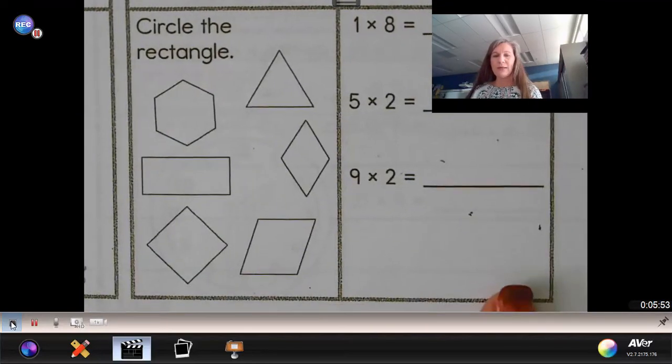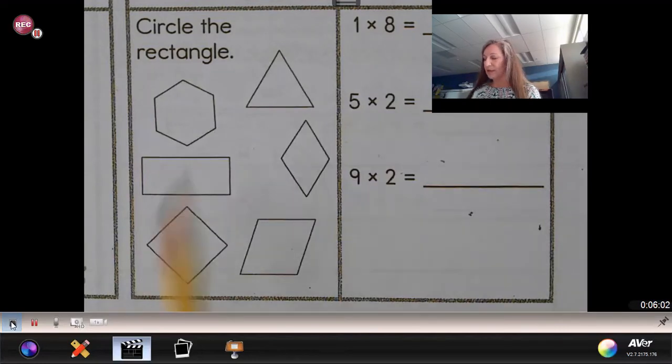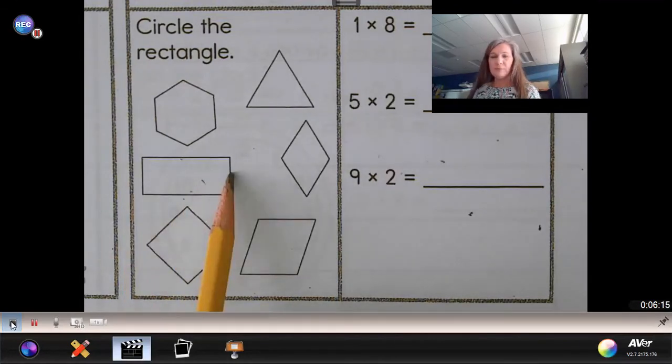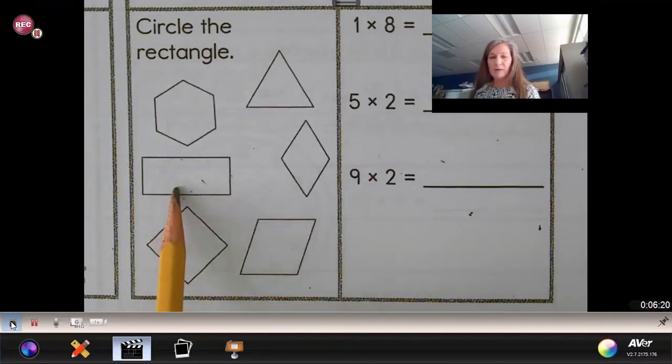Our next problem has to do with circle the rectangle. Now remember, we have quadrilaterals. Now we're looking for the specific quadrilateral called rectangle. Now if you know anything about a rectangle, it has 2 pairs of parallel sides, and these sides happen to be equal, and we have 2 opposite pairs of parallel lines.